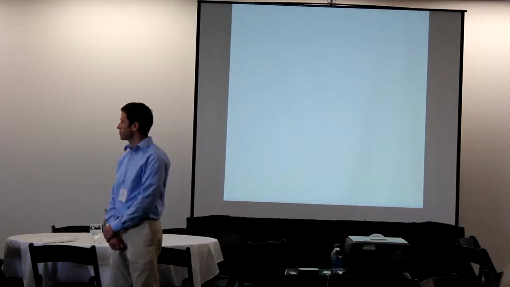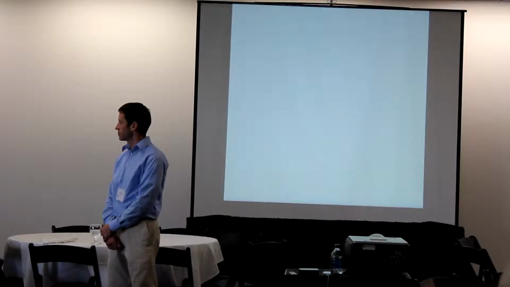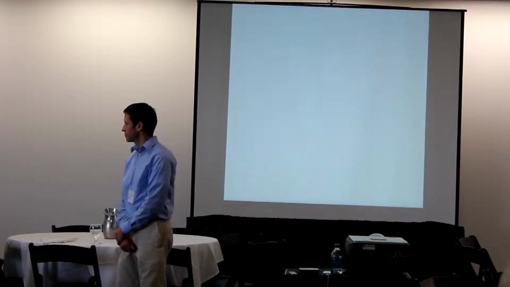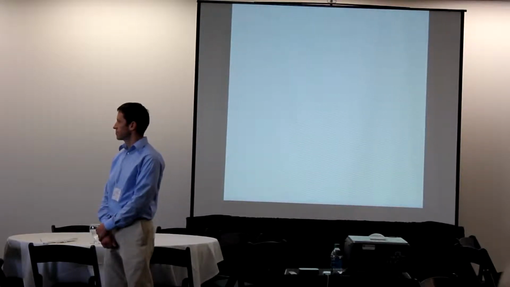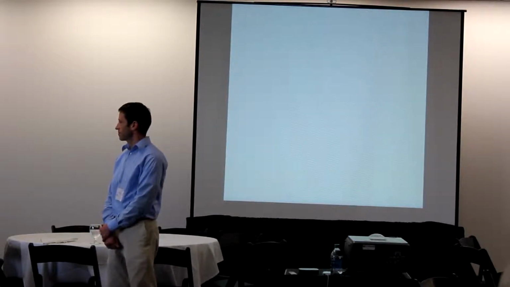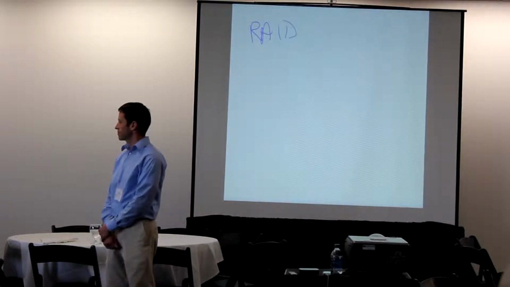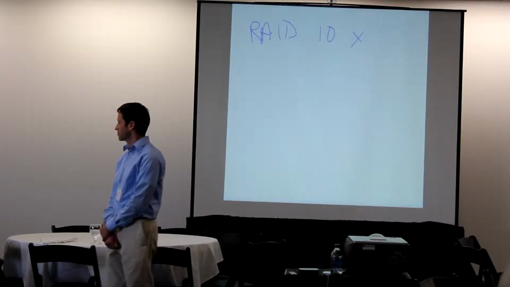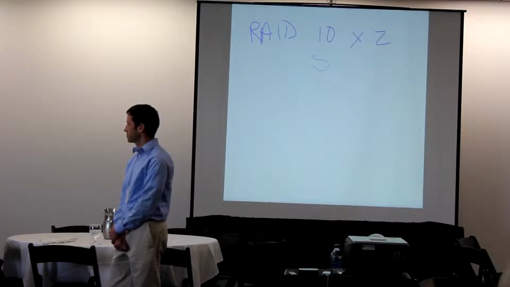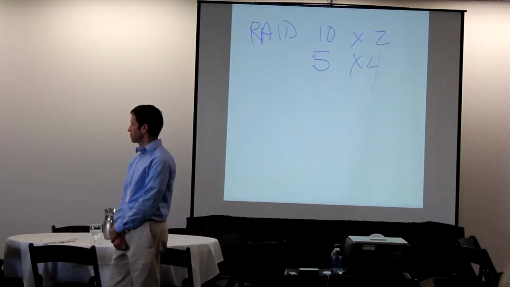Every time you write on a RAID 5, 4 times you have to actually hit that set of disks. RAID 6, that's 6 times, you double the parity. So RAID 10 is x2, RAID 5 is x4, RAID 6 is x6 for every write.